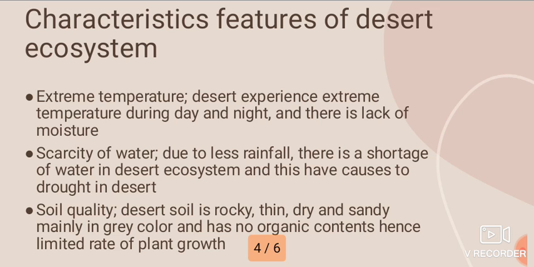Third characteristic is soil quality. In desert, soil is thin, dry, and sandy, mainly gray in color, and has no organic content, hence limited rates of plant growth, which means the soil in desert has no organic matter which can support the growth of the plant.